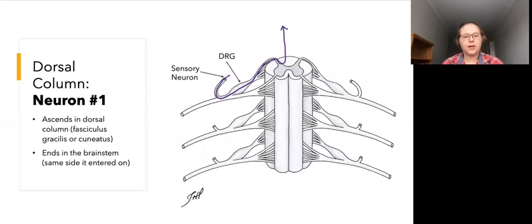So let's start with the dorsal column and medial lemniscus system. Recall that neuron number 1 is the peripheral sensory nerve traveling from the sensory receptors. It then enters the dorsal root ganglion, or DRG, travels to the dorsal horn, and exits the dorsal horn to ascend within the white matter dorsal column. If the sensory receptor is in the upper body, neuron number 1 will travel within the fasciculus cuneatus. If it's in the lower body, neuron 1 will travel within the fasciculus gracilis. Neuron number 1 ends in the brainstem on the same side it entered on.